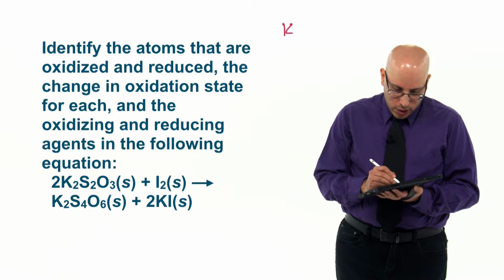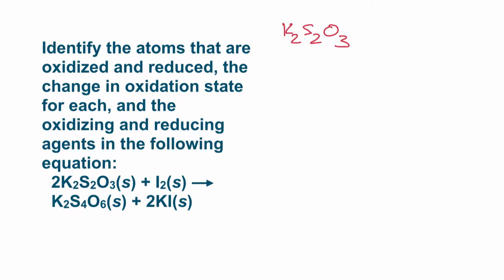So if I look at K2S2O3, the oxygen is going to be -2, and the potassium is going to be +1. It means that the sulfur I have to figure out. So I have -6 from all the oxygens and +2 from the 2 potassiums. That adds up to -4. That means that the sulfurs have to total +4, so that it adds up to 0 overall.